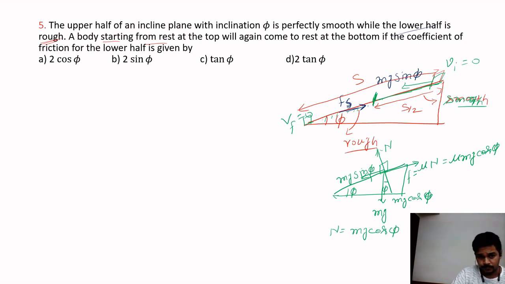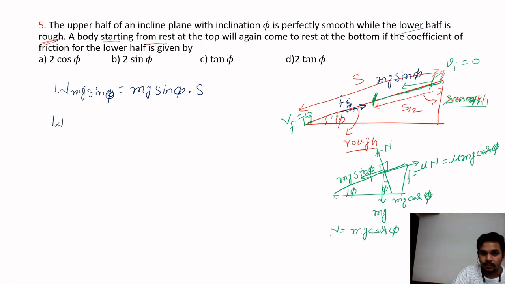So let's first calculate the work done by mg sin phi. The force mg sin phi is constant. It is acting down the inclined plane, and the displacement, which I have assumed, is also down the inclined plane. So the work done will be mg sin phi into s. Remember why I have written this: both displacement and force are in the same direction.